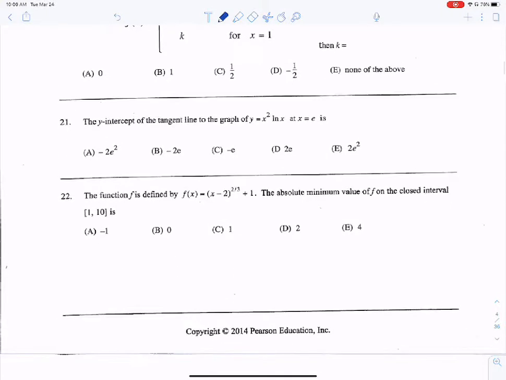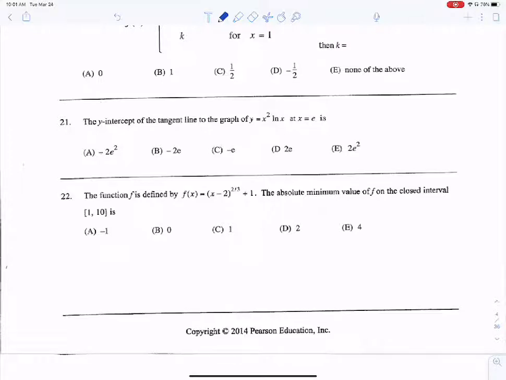Okay, the y-intercept for the tangent line to the graph, blank. Okay, so let's see what we're gonna do. They want to know what the y-intercept is. So in other words, really what the question's asking me is write the equation of the tangent line to this curve, and then tell me what that y-intercept is. Okay, so let's do that.